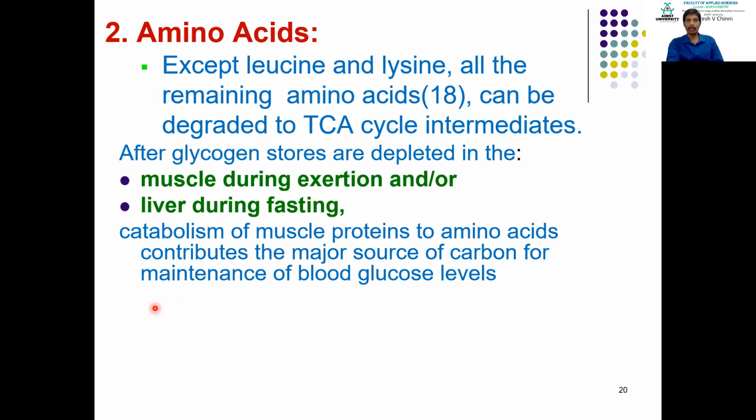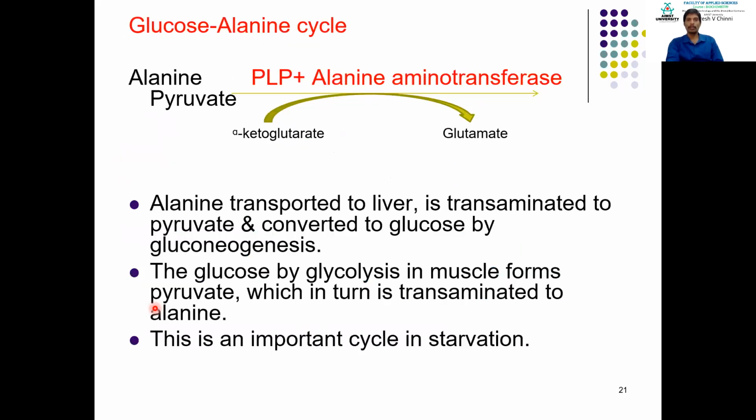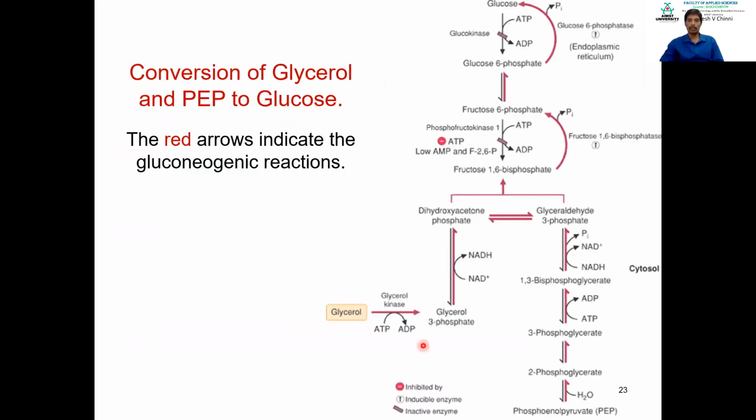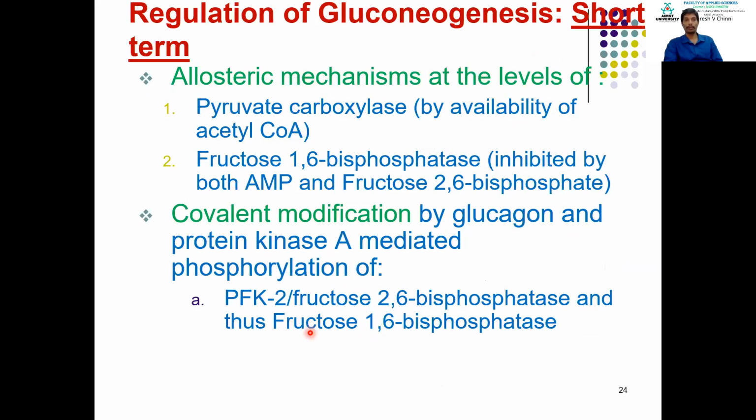Just now I told you alanine can also give pyruvate, and glycerol can also undergo gluconeogenesis, because glycerol will form glycerol 3 phosphate, then dihydroxyacetone phosphate, then it will convert into glyceraldehyde 3 phosphate, and another molecule of this together forms fructose 1,6 bisphosphate, and so on, it will form glucose. So glycerol can also be used in the formation of glucose, through the gluconeogenesis pathway.